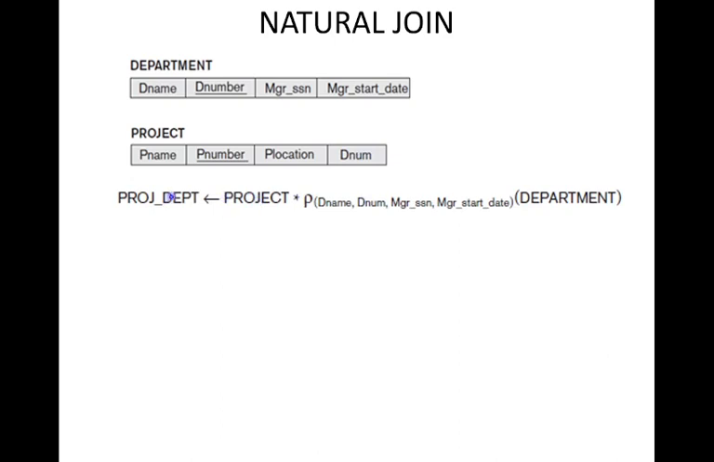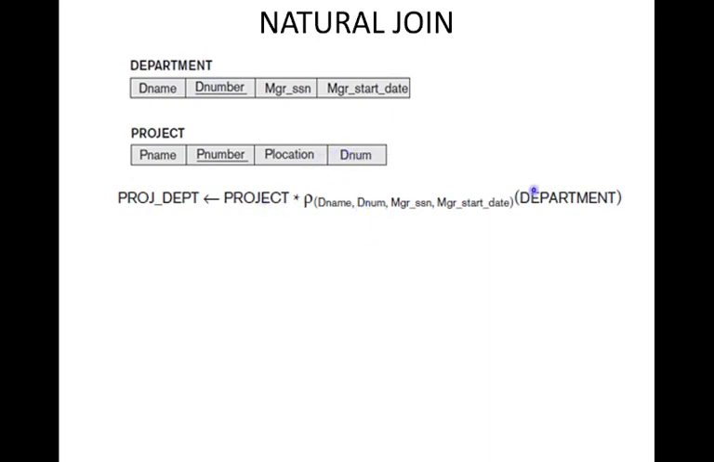So we have to perform it like this: project star, which is the natural join, with the department, but that department should be renamed. That is why we use the rho operator here. Rho is renaming the department to Dname and renaming this attribute to Dnum. Here it was actually Dnumber; we have changed it to Dnum because project has Dnum.